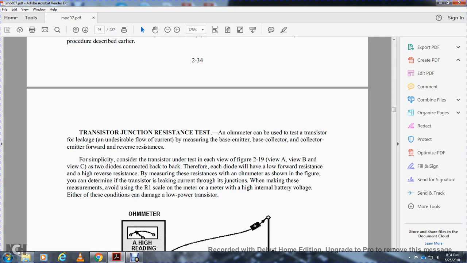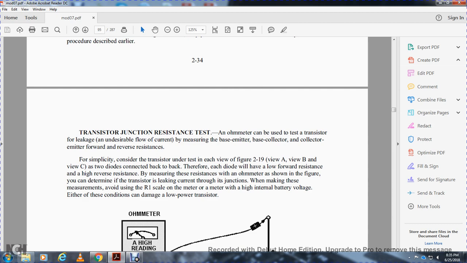An ohmmeter can be used to test the transistor for leakage, the undesirable flow of current, by measuring the base-emitter and base-collector forward and reverse resistance. Simply connect the ohmmeter to the transistor under test as shown in figure 2-19, views A, B, and C. The two diodes are connected back to back, therefore each diode will show low forward resistance and high reverse resistance. By measuring these resistances with the ohmmeter, you can determine transistor leakage and the current through the junctions.